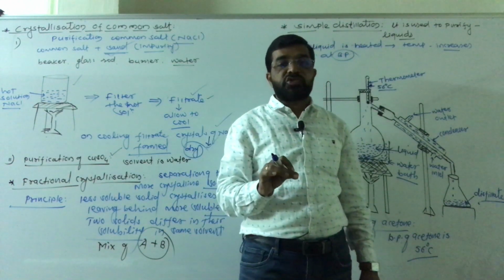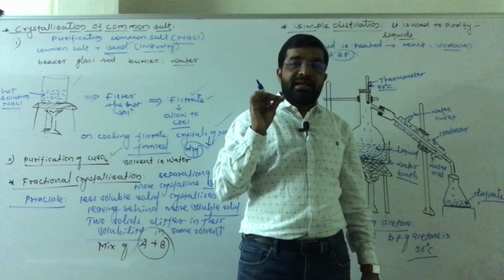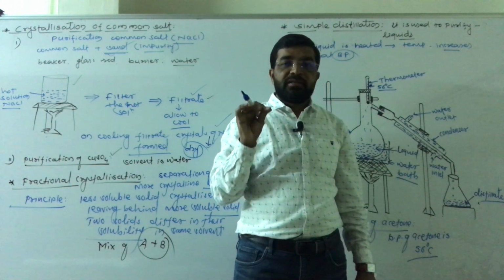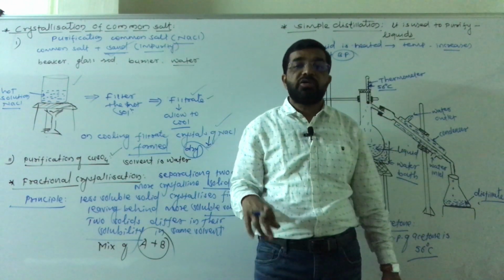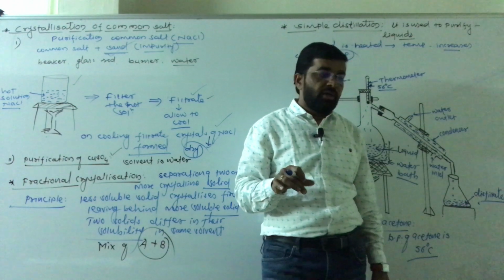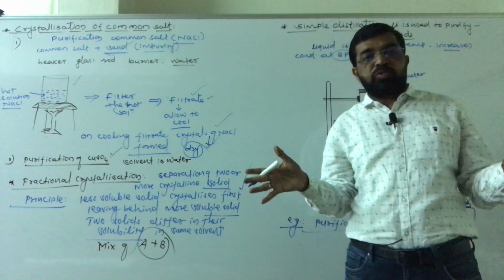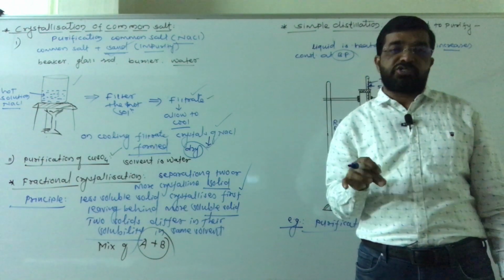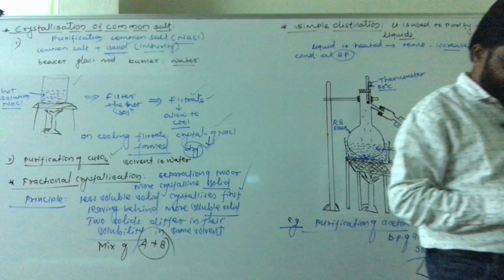So liquids like acetone, benzene, water, and carbon tetrachloride can be purified by using the simple distillation process. In the next lecture we will study the separation of two liquids, and that process is the fractional distillation process.